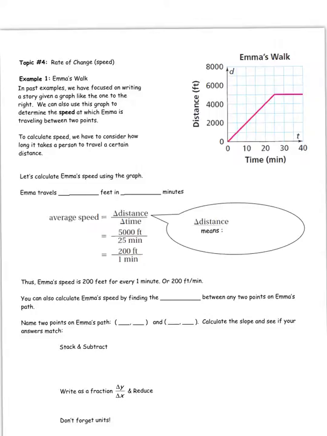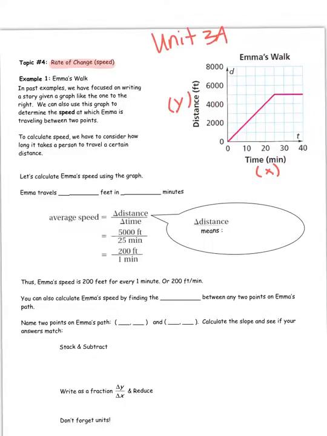All right, we're in our last unit, our last topic in Unit 3A. And our last topic is about calculating rate of change or speed. So on the graph to the right, it describes Emma's walk, and pay close attention to the x and y-axis. The x-axis is time. The y-axis is distance, and each unit of the x-axis is 5, 10, 15, 20. Each unit of the y-axis is 1,000, 2,000, 3,000, 4,000.